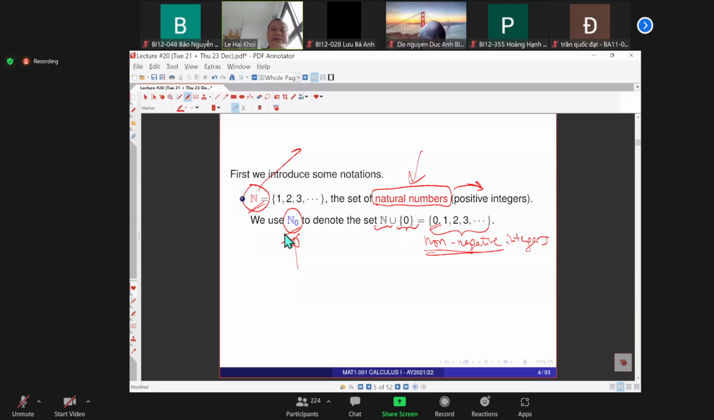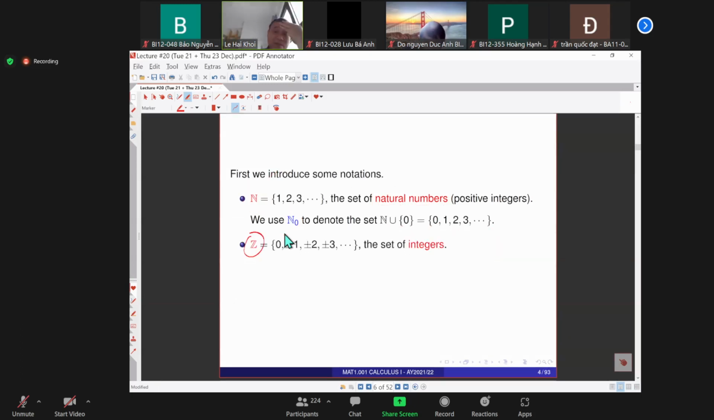Next, Z. Z stands for the set of integers. Tập hợp tất cả các số nguyên 0, cộng trừ 1, cộng trừ 2, cộng trừ 3 thì được ký hiệu là Z.